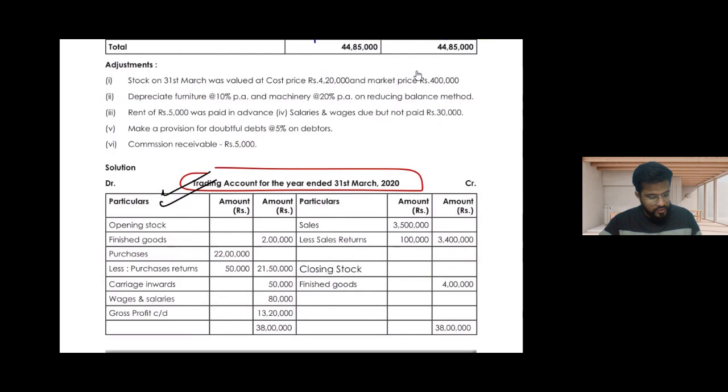Then they have given the stock of 31st March, which is valued at cost price, and they have given the market price. So market price is irrelevant. We have to always value the stock at cost price. We have to depreciate the furniture and machinery by 20% and 10% as per the reducing balance method, that is the WDV method. Rent of 5,000 was paid in advance, salaries due but not paid, so accordingly we can do the accrual adjustment. We have to make a provision for bad debts of 5%, and lastly we have a commission receivable of 5,000. So this is accrued income of 5,000 which is not considered, that we need to adjust.